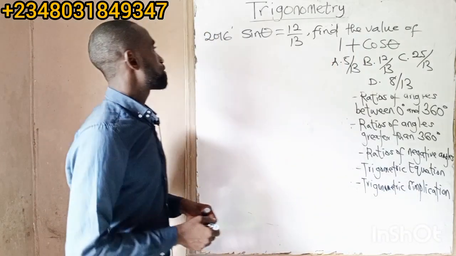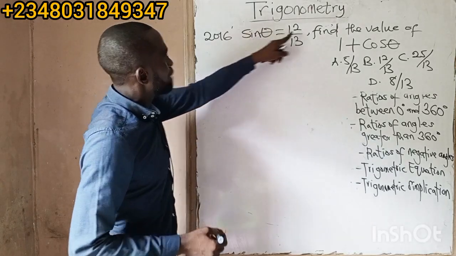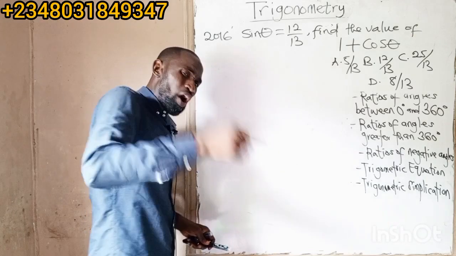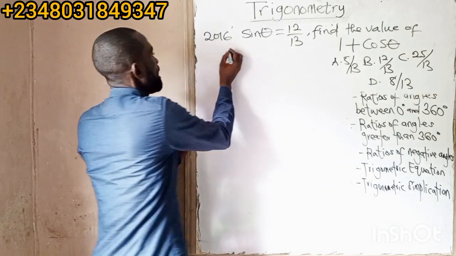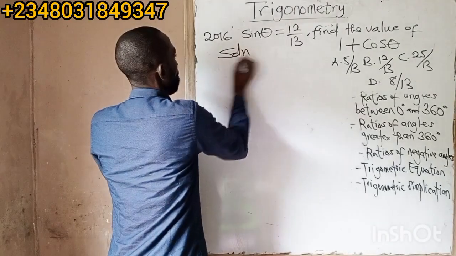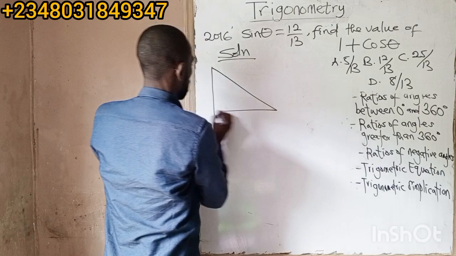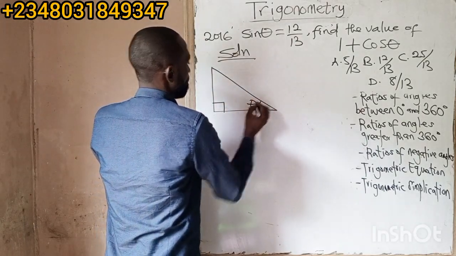Okay? Alright. Now look at this. Sin theta is given as 12/13. And I said anytime you are given one ratio, draw a right angle triangle to show the effect of that ratio. So I will first draw a right angle triangle here, to show the effect. So theta is here.